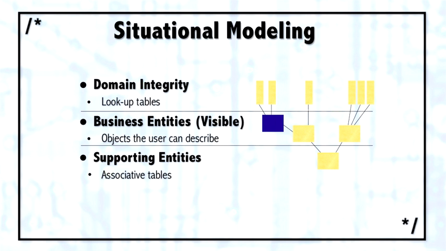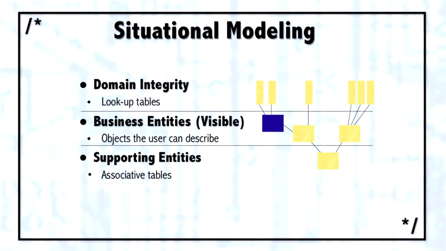Then the third area would be the supporting entities. The supporting tables create the physical associative table that helps materialize or actually physically create the logical many-to-many relationship between two business entities. Earlier, we saw an associative table add members to groups, so that many members could be in many groups, and each group could have many members. The advantage of situational modeling is that you can look at each one of these 3 different areas and decide how you want to create the physical keys based upon which area.